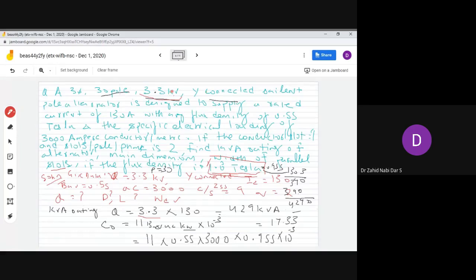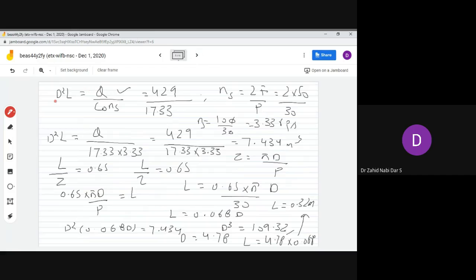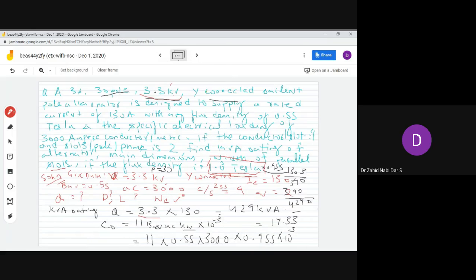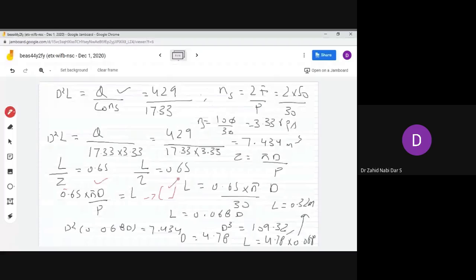Then you have to calculate the main dimensions. Straight away, D square L is calculated from Q, C0 and ns, with the C0 value also. So you got D square L. We took the condition for best power factor, L by tau. You can take any other ratio, but it should be related to optimum design or something. If there is no mention in the question, you can take any value of L by tau, but it has to be relevant. The answer can be different, no problem. D and L values can be different based upon the design.